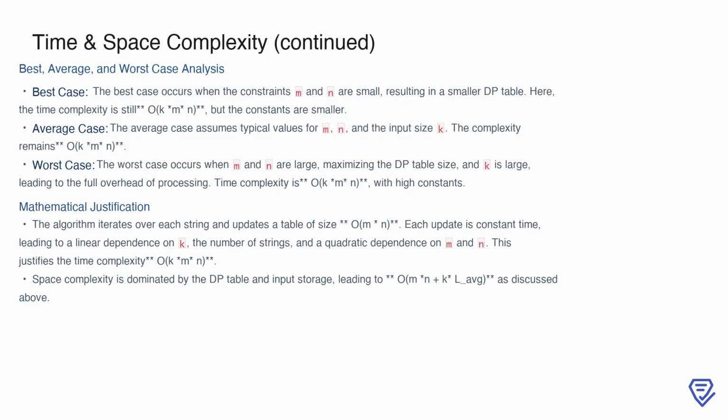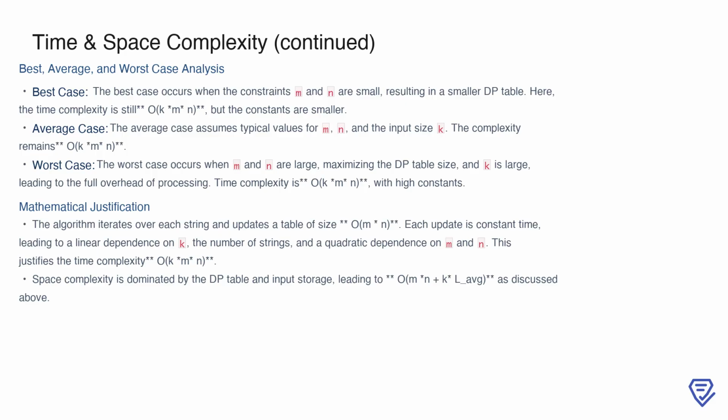Finally, from a mathematical perspective, the algorithm iterates over each string and updates the DP table, which has a size of O(m*n). Since each update is done in constant time, the complexity scales linearly with k and quadratically with m and n.